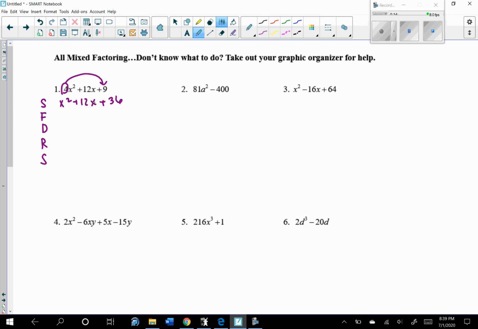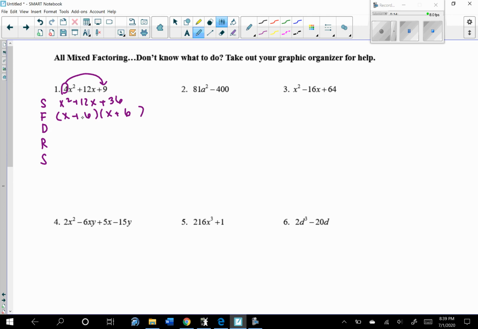So we want to find factors of 36 that add up to 12. Both of the signs have to be positive because it's plus plus. So x plus something and x plus something. Well, factors of 36 that add up to 12 are 6 times 6. So 6 times 6 is 36 and 6 plus 6 is 12.